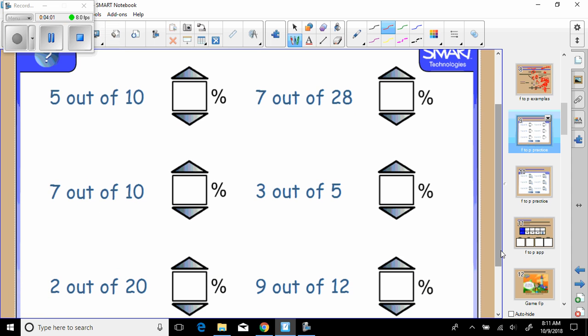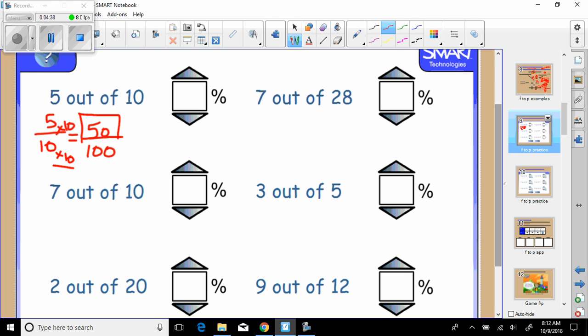All right, so here we have 5 out of 10. Now remember, to get it to a percent, it has to equal something over 100. So one way, we can multiply 10 times what is 100. We all know that 10 times 10 is 100. Remember, when we multiply the denominator by a number, in order to make it equivalent we have to multiply the numerator by the same exact number. And 5 times 10 is 50.